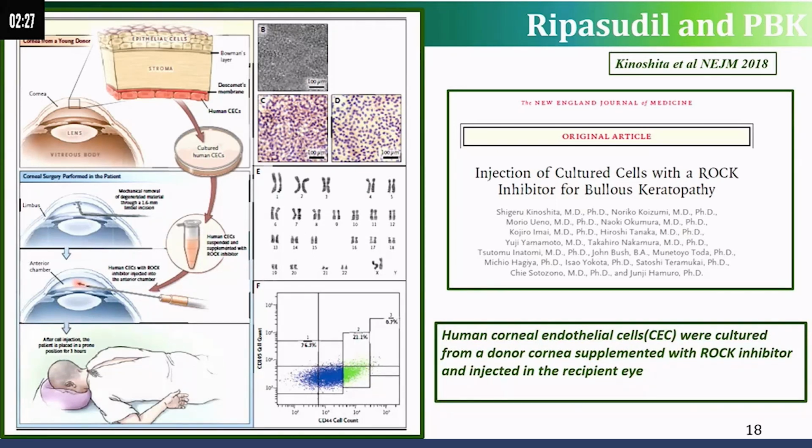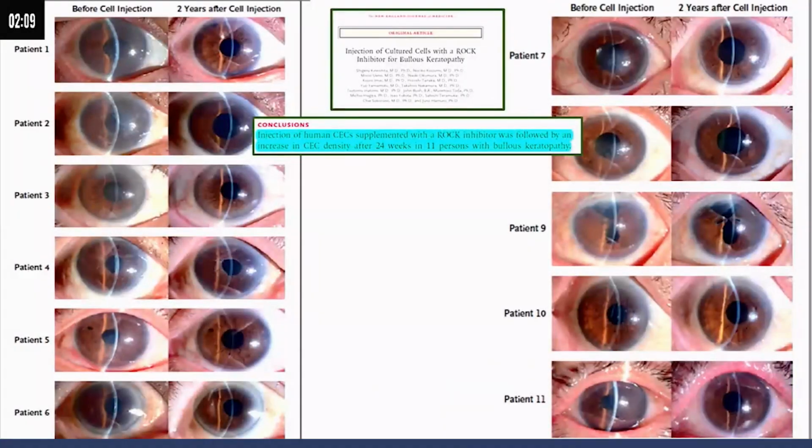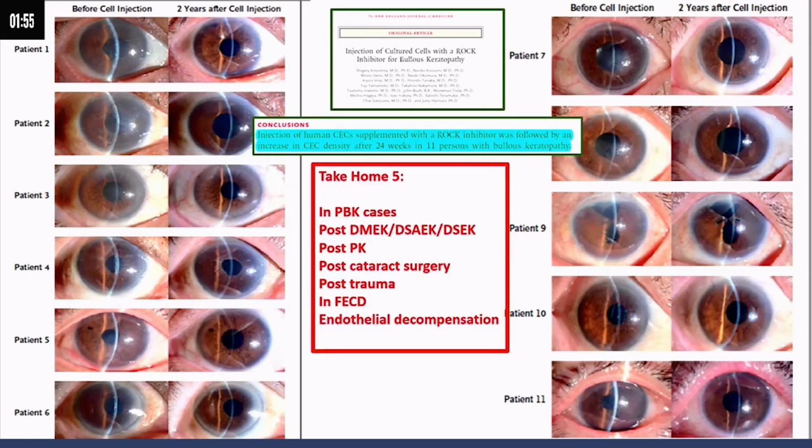And this particular study was really an eye-opener. In this case, they took 11 cases of PBK, and they took some human corneal endothelial cells from a donor and cultured them with ROCK inhibitors, and then they injected them into the PBK eyes. And they say a picture speaks 1,000 words. So you can see in all these 11 cases, even after 2 years of follow-up, the clear corneas on the right side. So there is definitely an effect of ROCK inhibitors on the cornea. So take home 5 is that they can be used in PBK cases, post-DMEK, post-PK, post-cataract, post-trauma, etc.